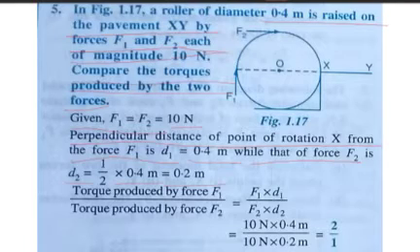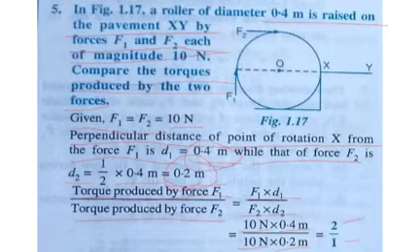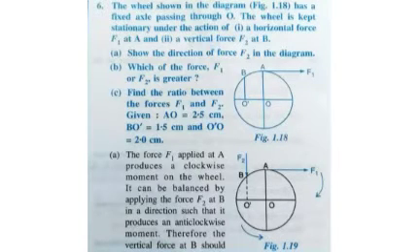Now, torque produced by force F1 upon torque produced by force F2. So that is F1 into D1 upon F2 into D2. So 10 Newton into 0.4 meter upon 10 Newton into 0.2 meter. Here we have found 0.4 and 0.2, so that will be 2 upon 1. Okay? 2 upon 1.